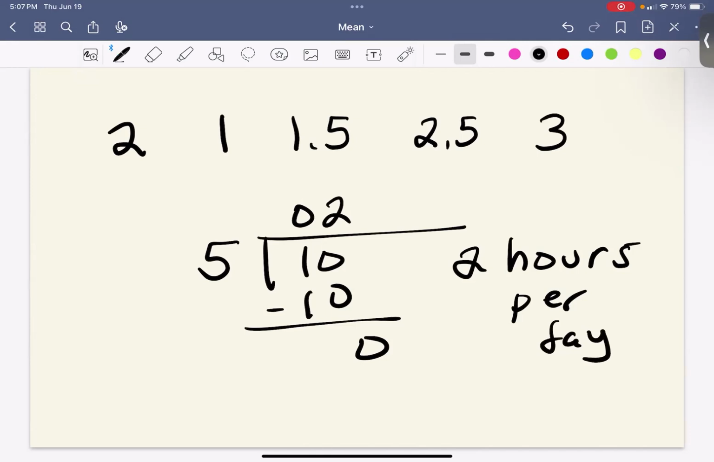So this is how you find the mean in a group of numbers.